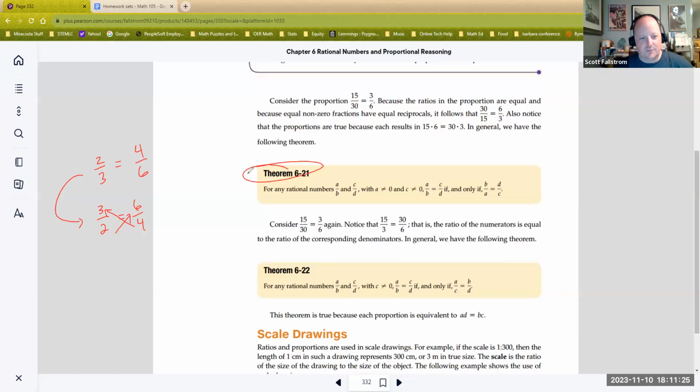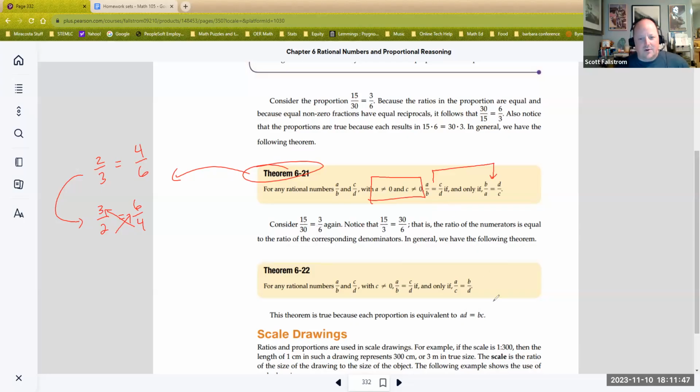So this theorem right here puts this idea into a generalized form. Take any two rational numbers. Notice they can't be zero because otherwise you flip them over and things get kind of crazy dividing by zero. And we would say one fraction equals another if and only if the reciprocals are also equal to each other.